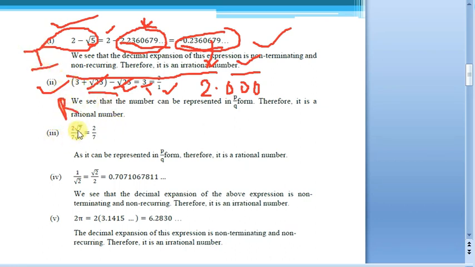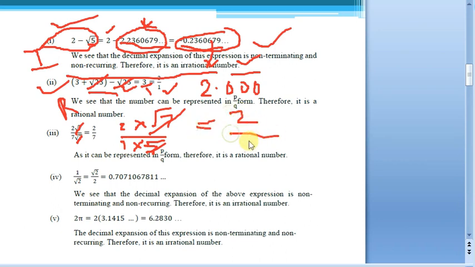Now this third one, 2 root 7 by 7 root 7. Even if it seems to be irrational numbers in the numerator as well as the denominator, we can cancel root 7. Why? Because 2 root 7 is the same as 2 into root 7, and 7 root 7 is the same as 7 into root 7. Now when you cancel this root 7, which is a common factor in the numerator and denominator, you are left with 2 in the numerator and 7 in the denominator. It will be 2 by 7. Again it is in our rational form, p by q with q not equal to 0 and p, q integers. So this is going to be a rational number.